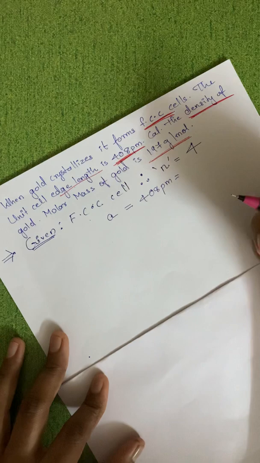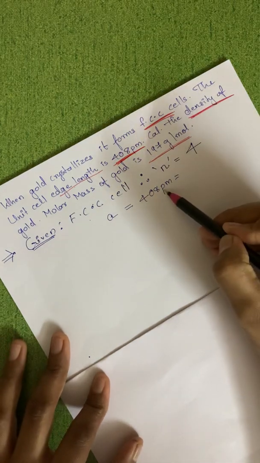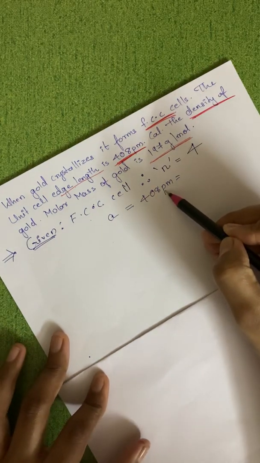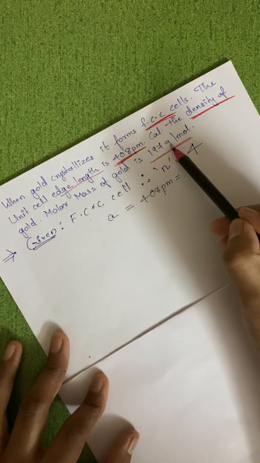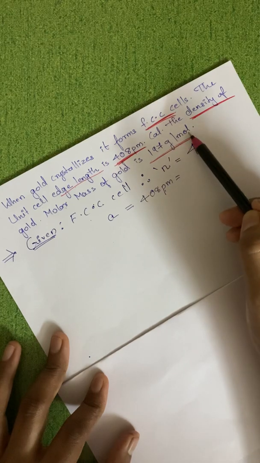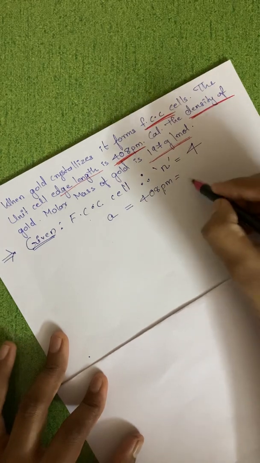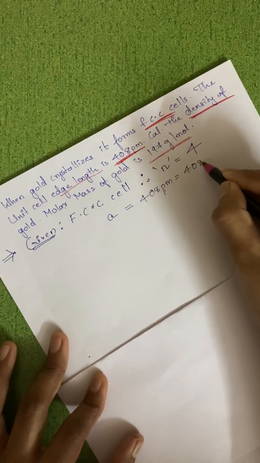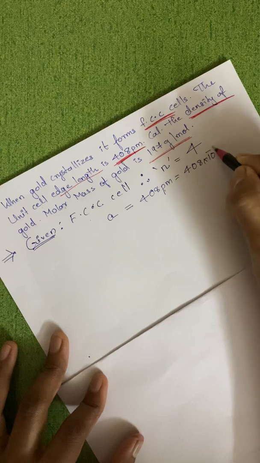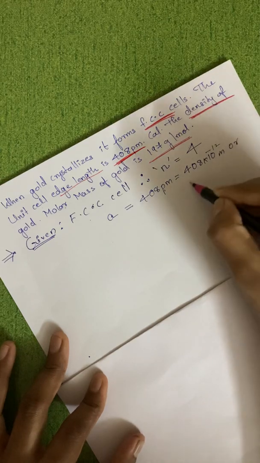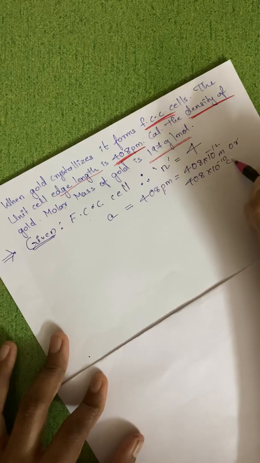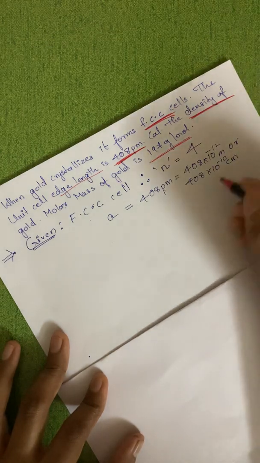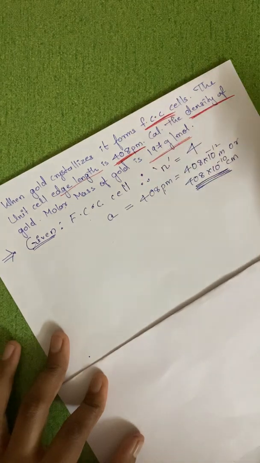Now here it is in pm, and we have to convert it into the CGS system. How can we understand that we have to convert it into the CGS system? Because the molar mass is given in terms of gram per mole. So it is better that we directly convert it into the CGS system. So it is 408 into 10 raised to minus 12 meter, or we can also write it as 408 into 10 raised to minus 10 centimeter.